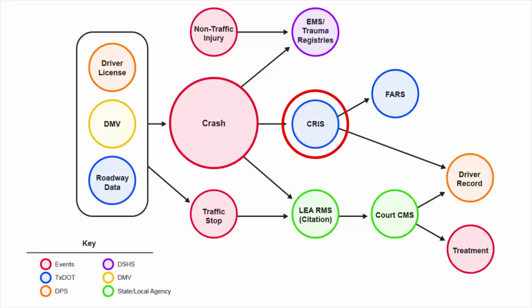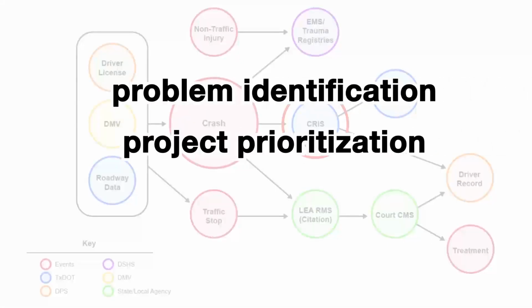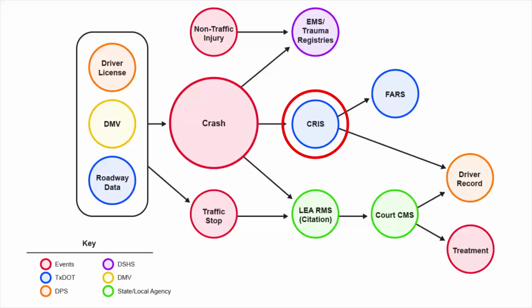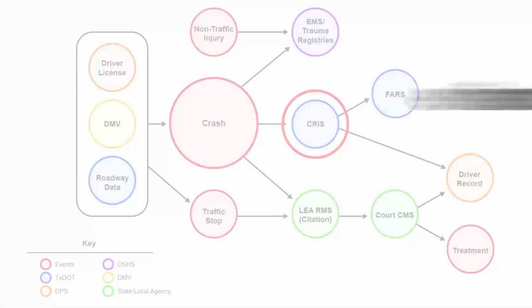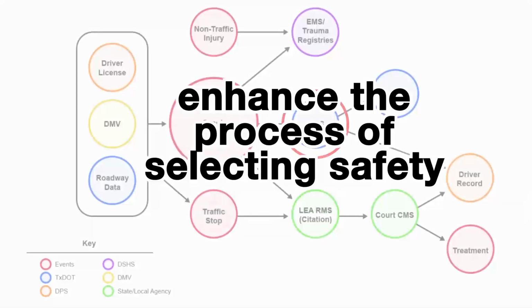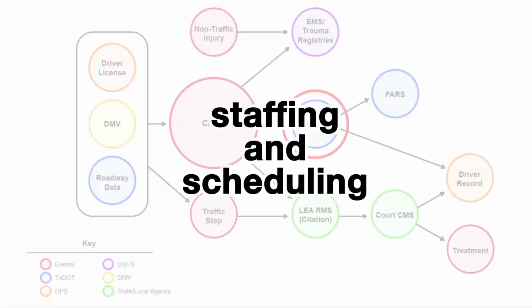CRIS is the central repository for crash records. Crash data is used by many traffic safety stakeholders to conduct problem identification, project prioritization, and resource allocation. Problem identification is conducted for the Highway Safety Plan. The crash analysis and visualization tool is used to enhance the process of selecting safety projects to submit for HSIP funding consideration. Many law enforcement agencies are using data-driven strategies to make decisions on staffing and scheduling, which includes using crash data.